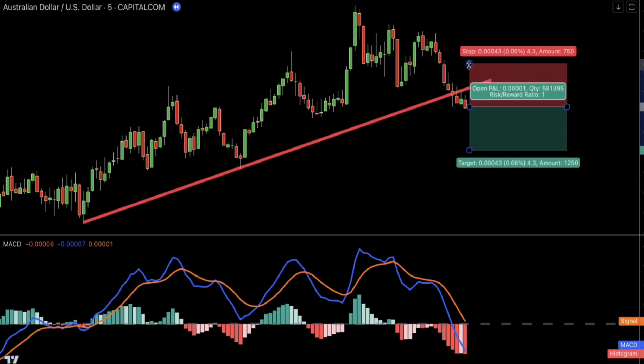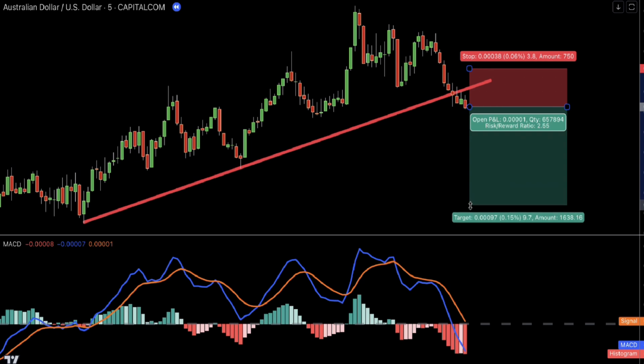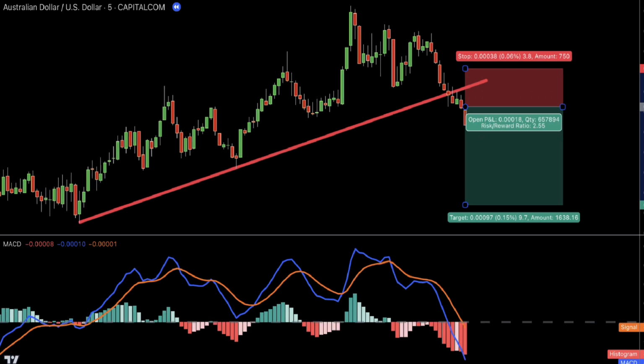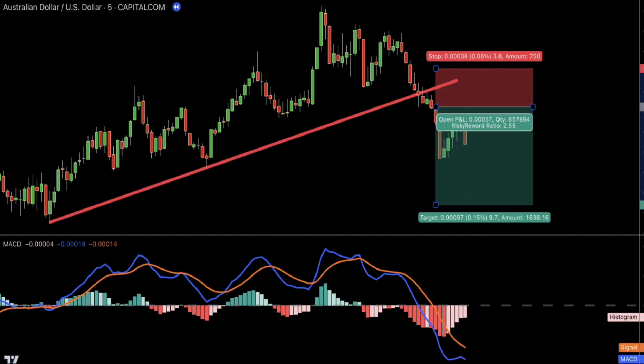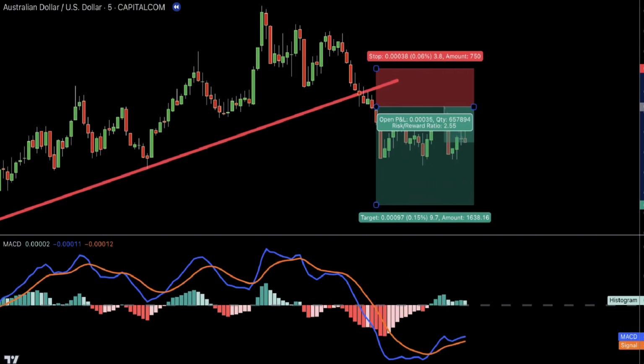Entry: at the close of the breakout candle on the 5-minute chart. Stop loss: just above the broken trend line, in case the breakout fails. Target: the next key support level, with a minimum 2-to-1 reward to risk ratio. This example shows how trend lines and MACD can work together, but the real power comes from combining them with multi-timeframe analysis.